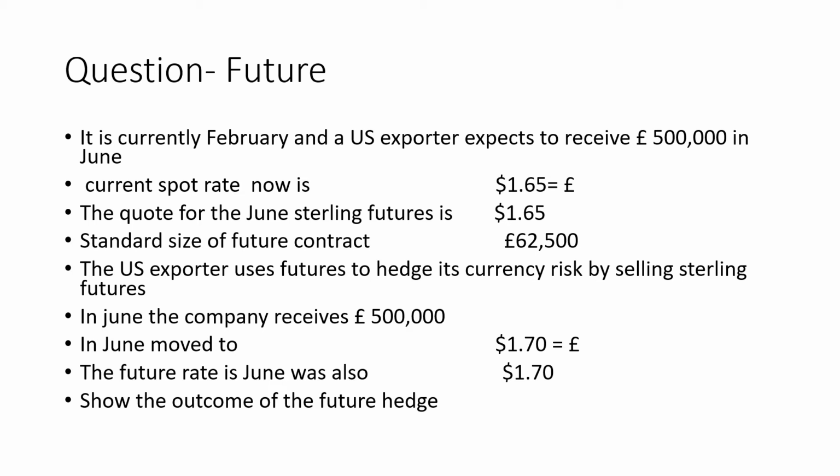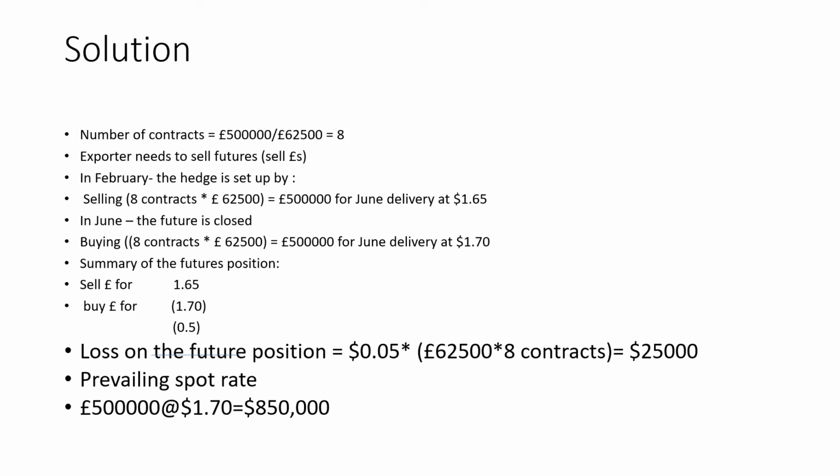Now we have to show the outcome of this futures hedge, and in the next slide we will see the solution of this question. If you look at the solution, first of all, as we have discussed earlier, one contract is denominated at 62,500, and the total amount they are expecting to receive is 5 lakh. So we will divide 5 lakh by 62,500. It shows that there would be 8 contracts which we have to sell.